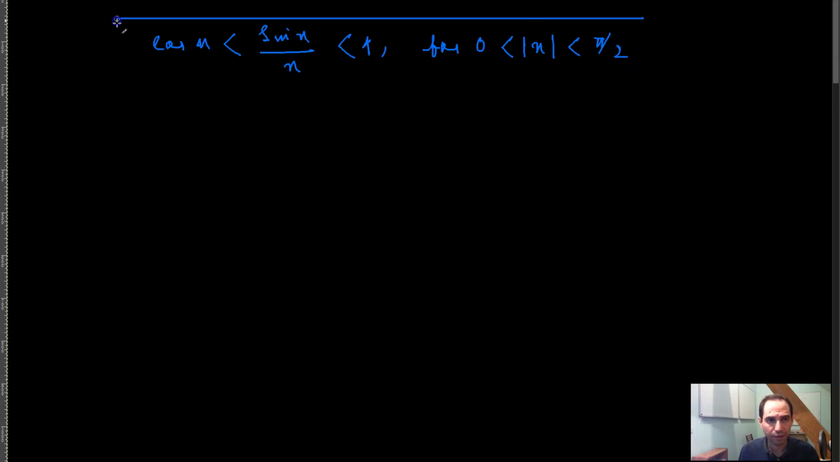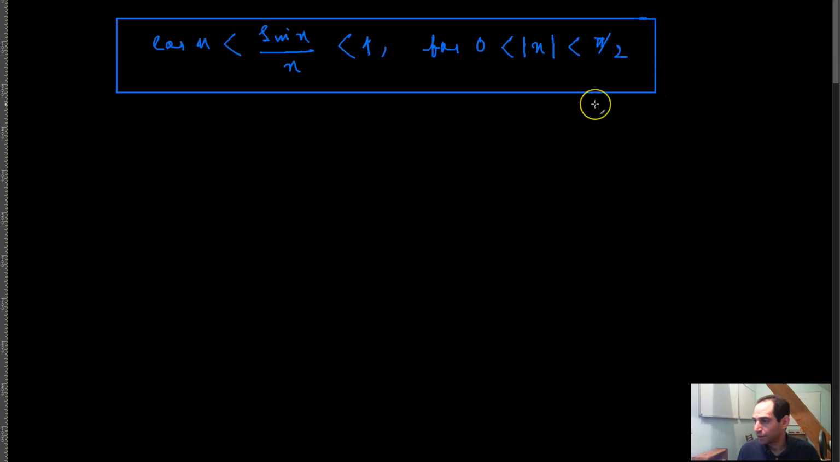That is basically: cos x is less than sin x by x, which is less than 1, for 0 less than the absolute value of x less than pi by 2. Okay, so this is the inequality, and the proof for that is as follows.